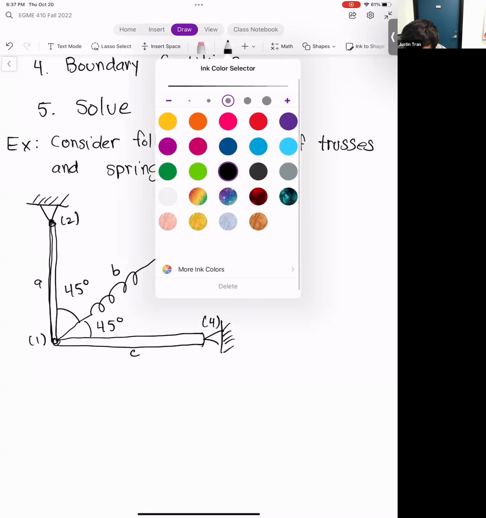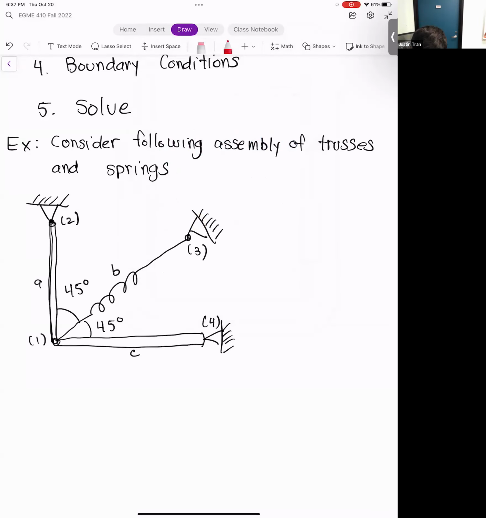We have our load. I always forget to put the load, but I'm not going to forget this time. Our load here is going to be 10,000 pounds, pointed vertically downwards. So maybe something really heavy is hanging from node 1.